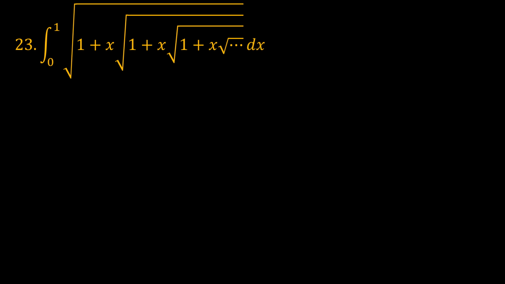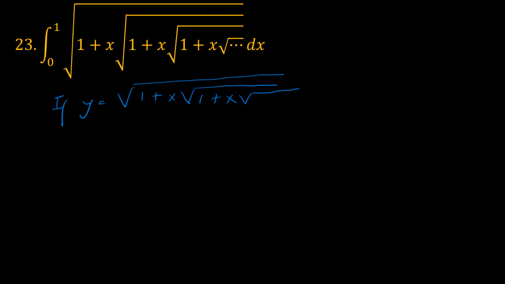So if we set y to be equal to the square root of 1 plus x times the square root of 1 plus x times the square root of 1 plus x, and so on, such that y squared is equal to 1 plus xy, then we see that this part here is the same as y.